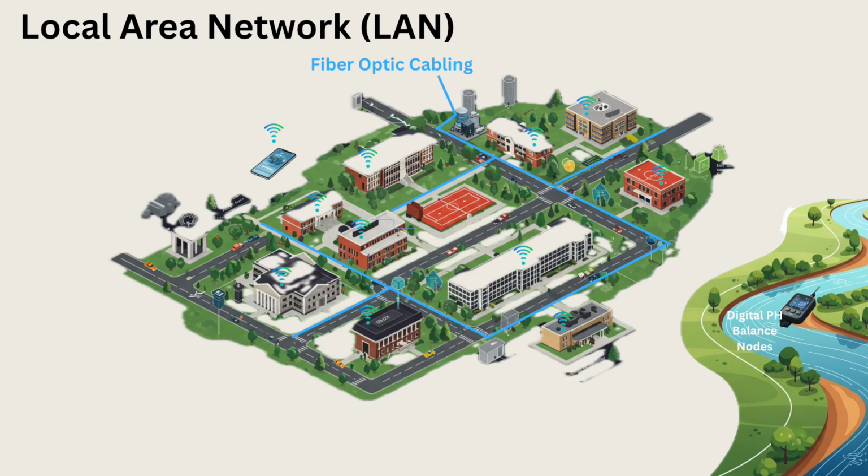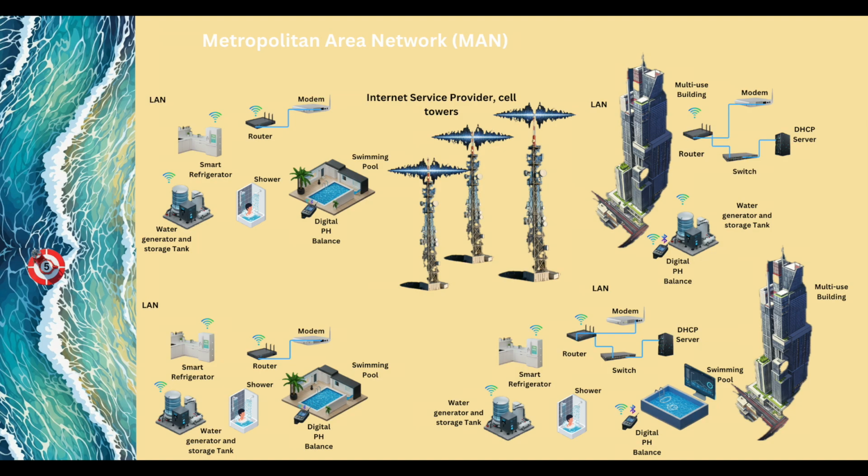The next, and this is getting more into the macro, would be the Metropolitan Area Network, or MAN, and this is several interconnected local area networks. So of course it could be a few miles or maybe a little bit more. And the internet that's provided to these metropolitan area networks comes from internet service providers.